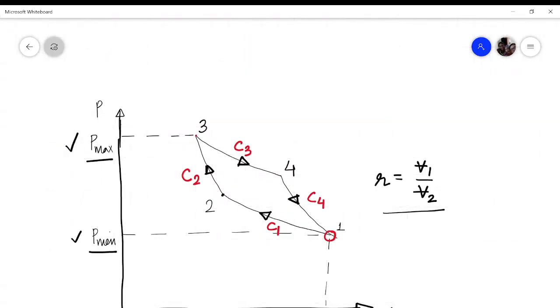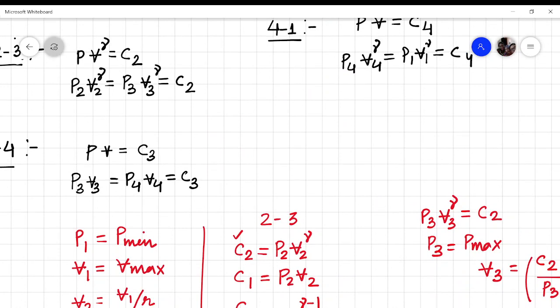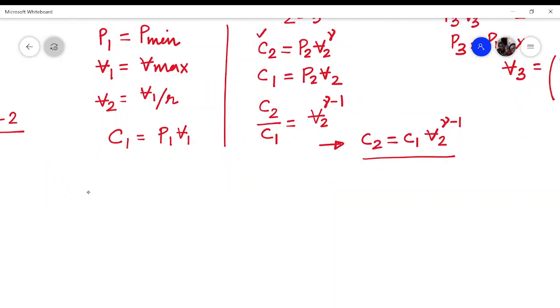Now, the volume at point 3 is also known. So, what we have evaluated so far? P1, V1. Volume at point 2 along with C1. Volume at point 3 along with C2. So far so good. Now, we have to look for the two processes, that is 3-4 and 4-1. So now if you go for the process 3 to 4, then you also have to go for process 4 to 1. Why? Let me explain this to you.